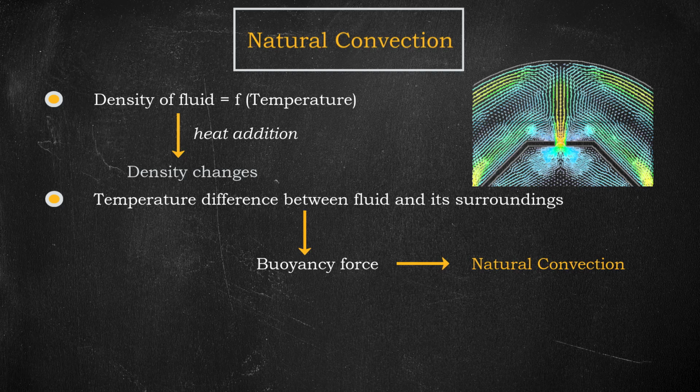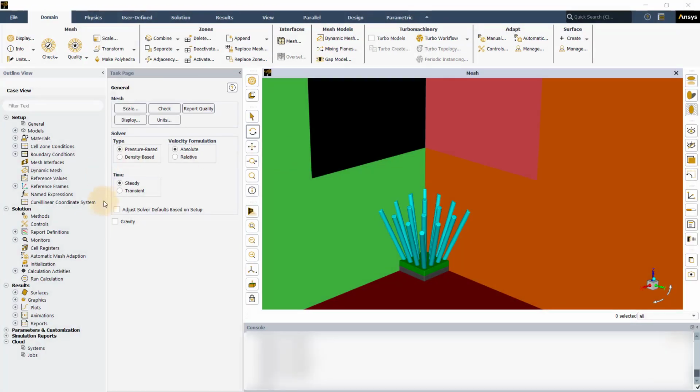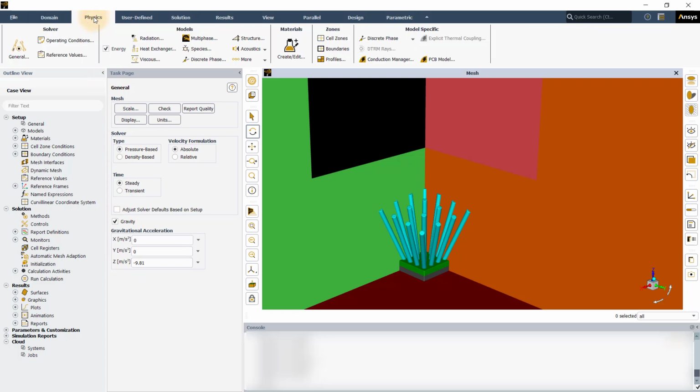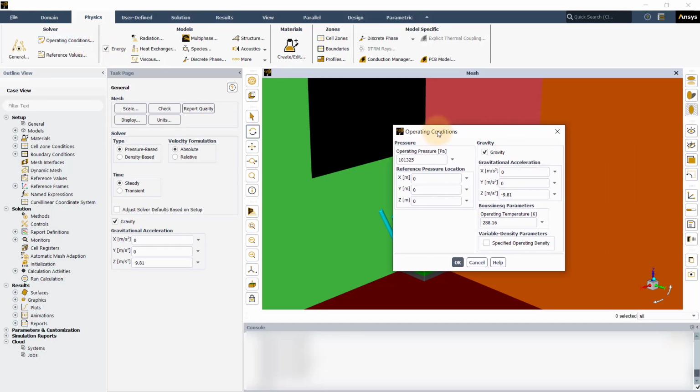And therefore, to set up natural convection in Fluent, you just need to make density a function of temperature and turn on gravity. I'll start by talking about gravity and then come back to density a bit later. You can turn on gravity in the general task page, and that's easy enough to do. Or you can also go to the Setting Up Physics tab and open the Operating Conditions panel, and we'll use some of these other inputs in this panel in just a minute.